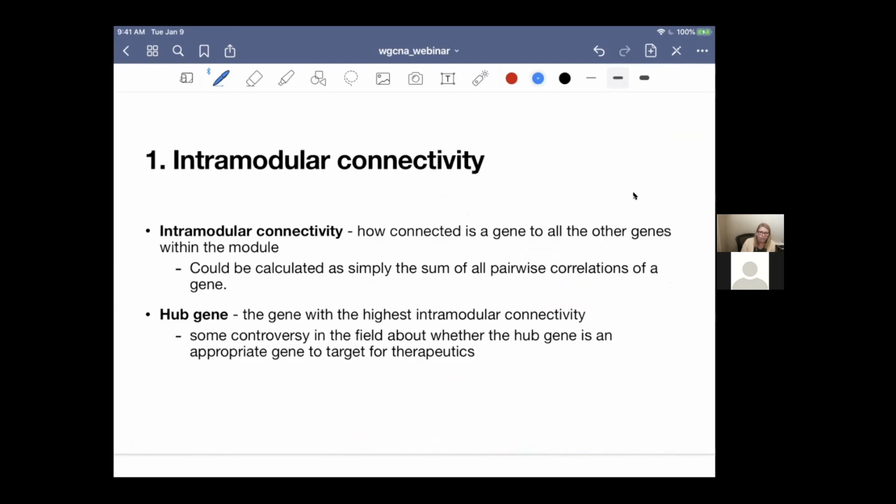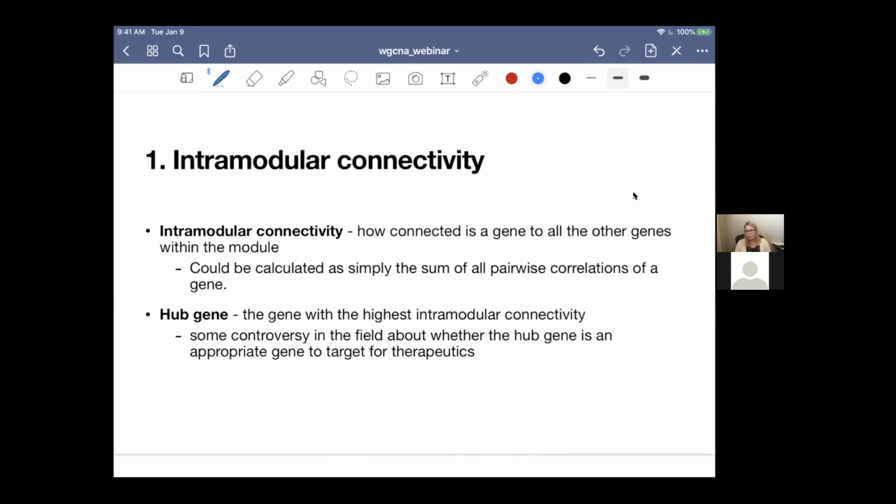One of the first things we can do is look at intramodule connectivity. How connected is the gene to all other genes within this module? This could be calculated as simply the sum of all pairwise correlations of a gene with all the other genes in the module. Whether you use the similarity matrix, the adjacency matrix, or the TOM matrix is really up to you. But what we typically say is that the gene with the highest intramodule connectivity, we tend to call the hub gene. Sometimes for our bigger modules, we may identify multiple hub genes. So these genes are at the heart of the network.